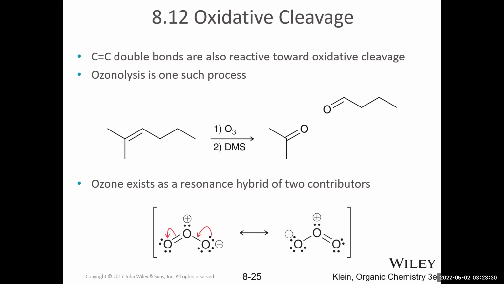Initially, it's an addition reaction, and we'll look at the mechanism to see that. But eventually, the carbon-carbon bond between the two carbons actually breaks, and we end up with carbonyls on both carbons. If a carbon has two R groups attached to it, it becomes a ketone. If it has a hydrogen on one side and a carbon, it becomes an aldehyde. And if it had two hydrogens, then it would become formaldehyde.